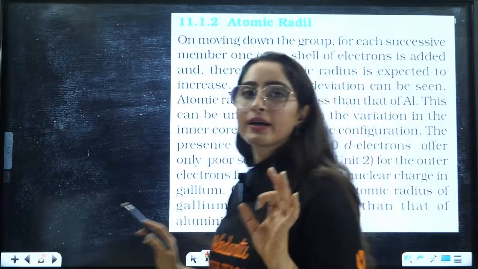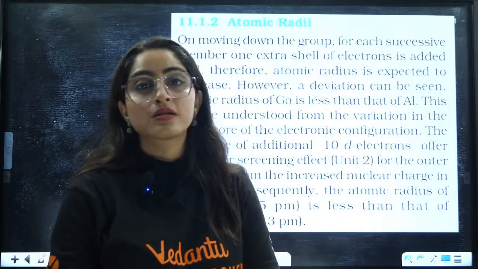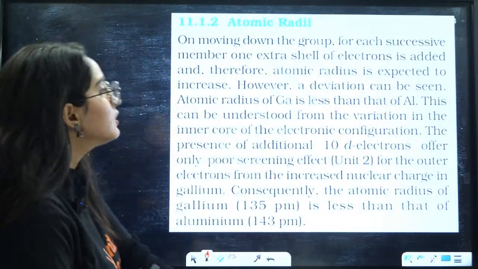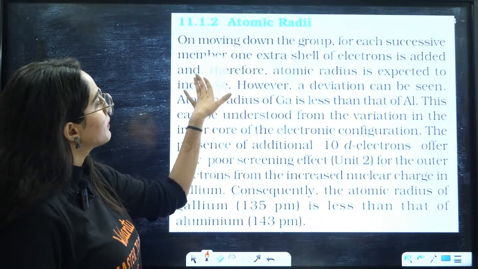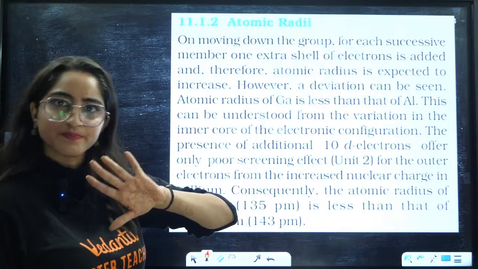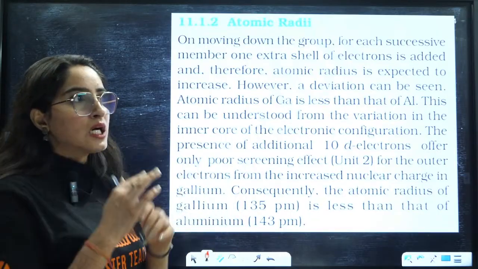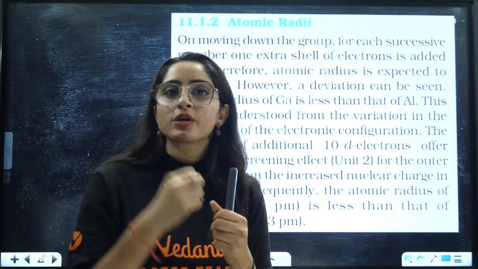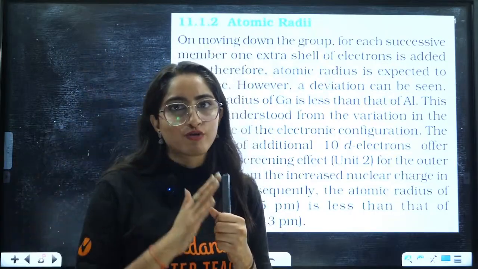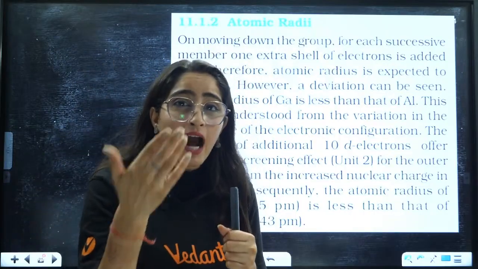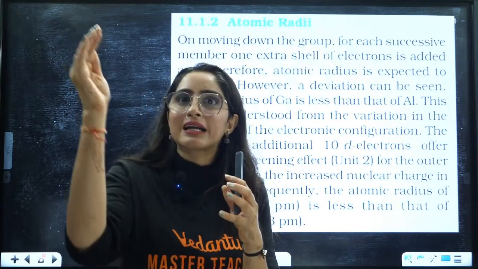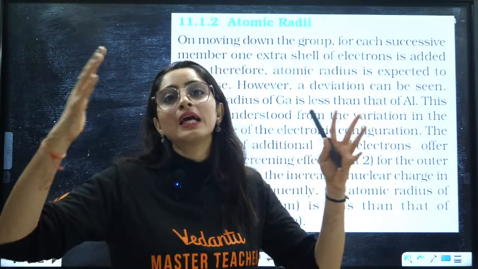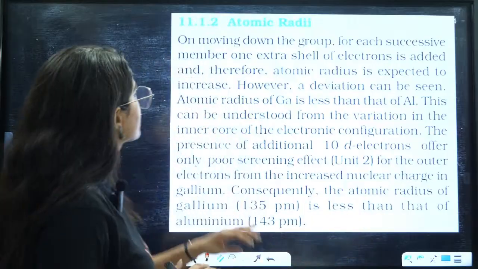First is atomic radii. We are going to see what is the new trend of atomic radii here, right? On moving down the group for successive members, one extra shell is added. That is why the nucleus was supposed to attract the outermost electron, but one new bodyguard is getting added here, right? That is why it is difficult for the nucleus to attract the outermost shell. That is why the size is going to increase here.